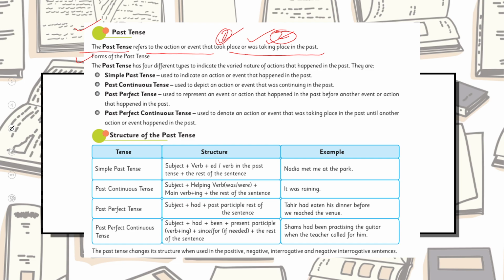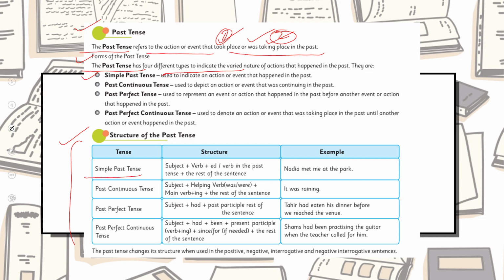Let's look at all these forms. Again, it has the same kind of forms as the present tense. The past tense has 4 different types. Number 1 is the simple past tense. Let's look at this structure. Quickly move over here, structure of the past tense.